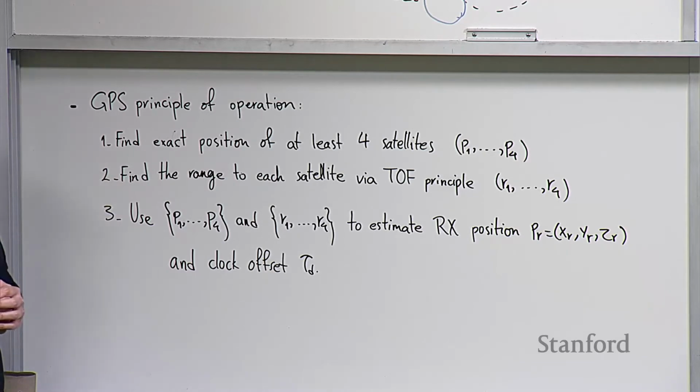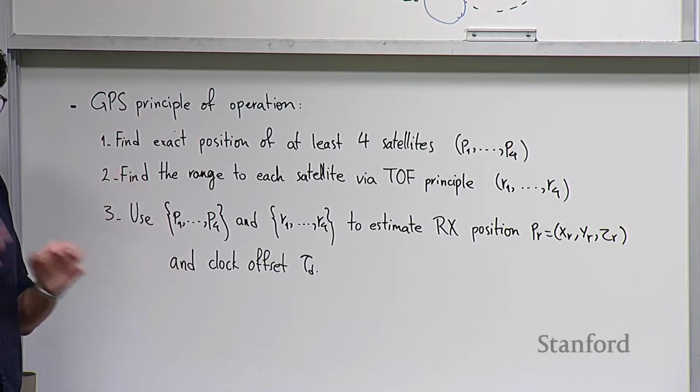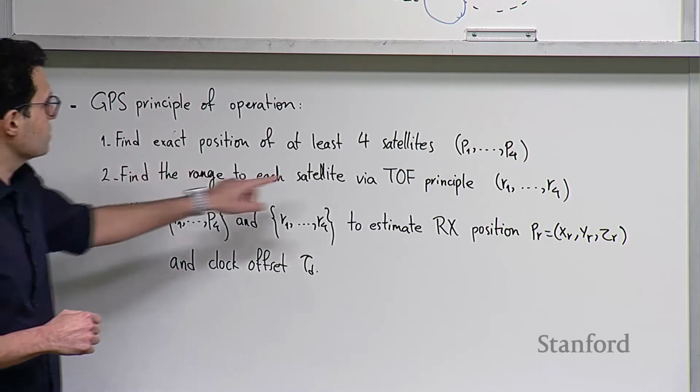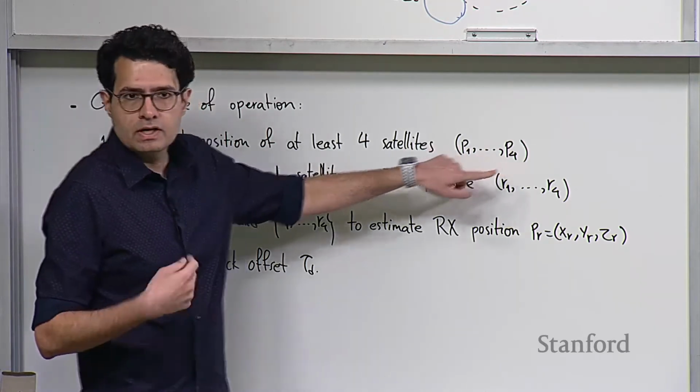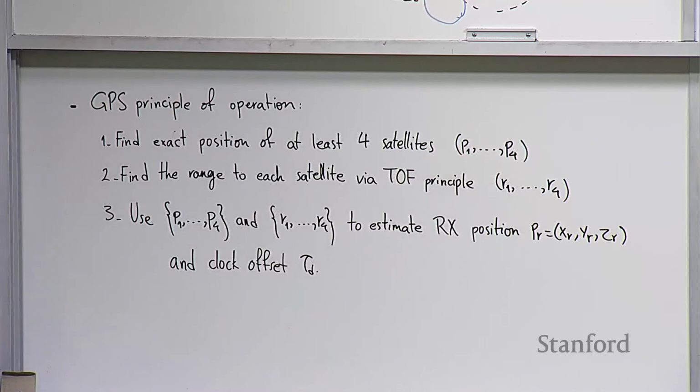And how many are needed? At least 4. So it needs to find at least 4 satellites and be able to determine the exact position. So P1, P2, P3, and P4 need to be estimated or determined by the receiver. That's step 1. Then it needs to find its range to each of these 4 satellites using this concept of time of flight measurements. So that's step 2.